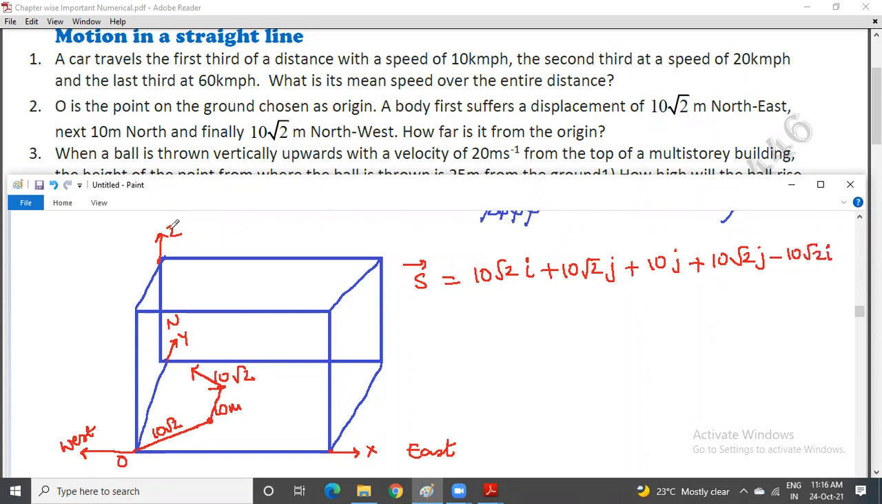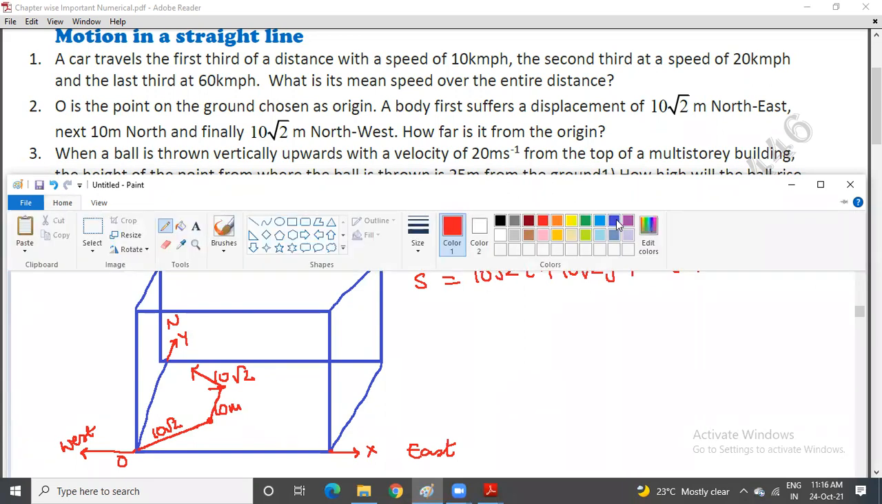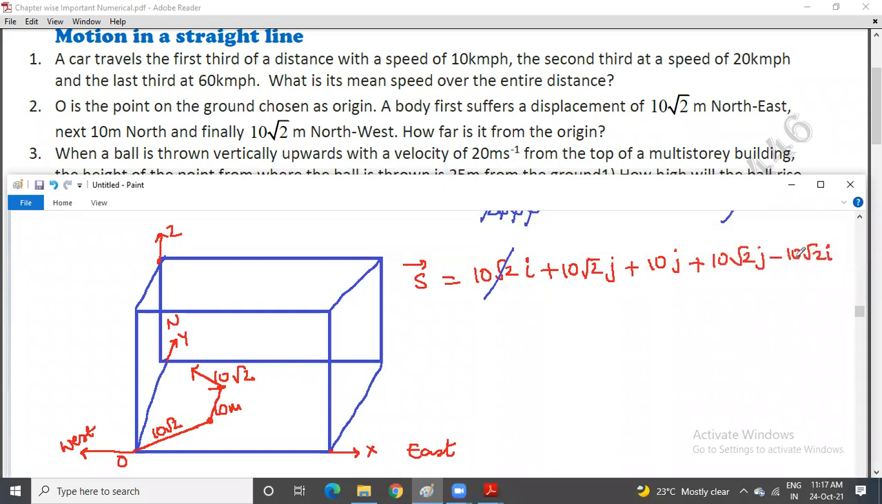So what you can do is cancel the first and this one. This is positive, this is negative. So you will get a plus 10j, and you take out common 10 root 2. So you will get j plus j. So this is 20 root 2 j because j plus j is 2j. 2 gets multiplied with 10, and 10j. So this is in vector form.